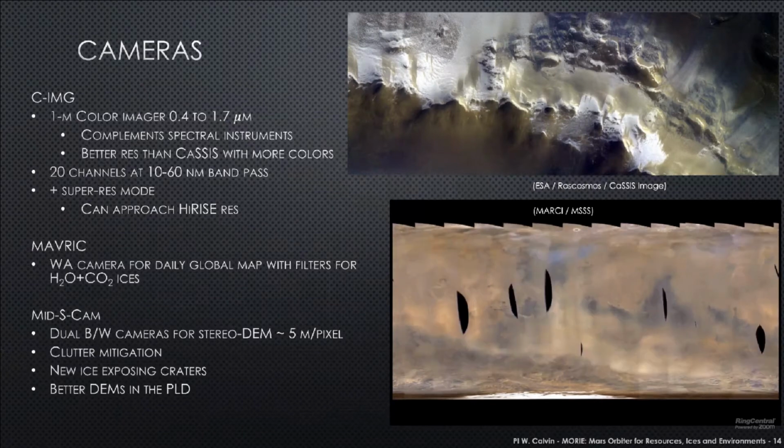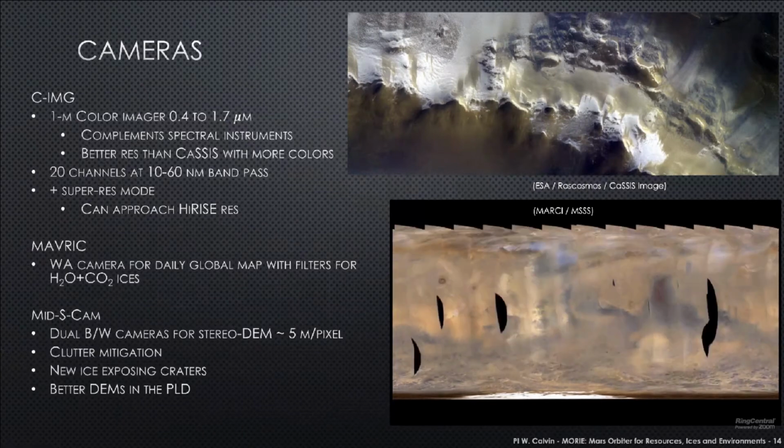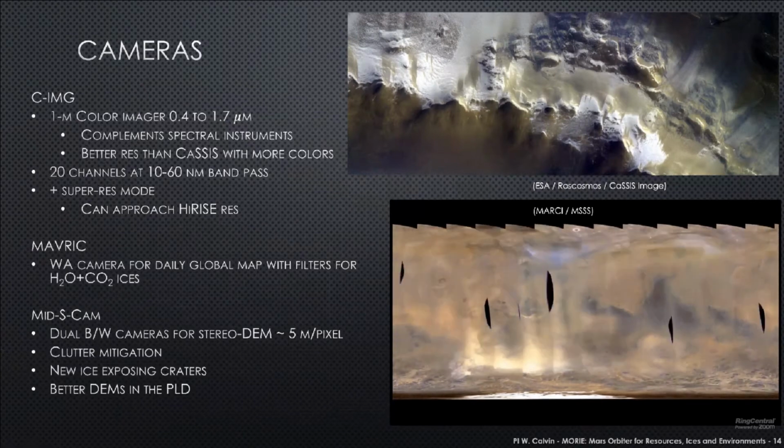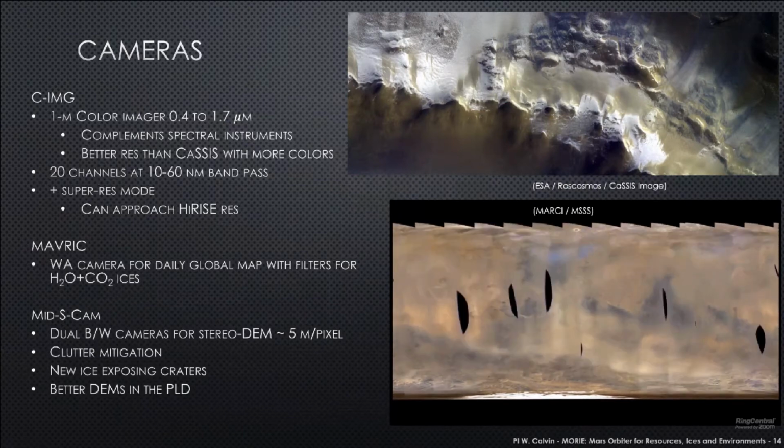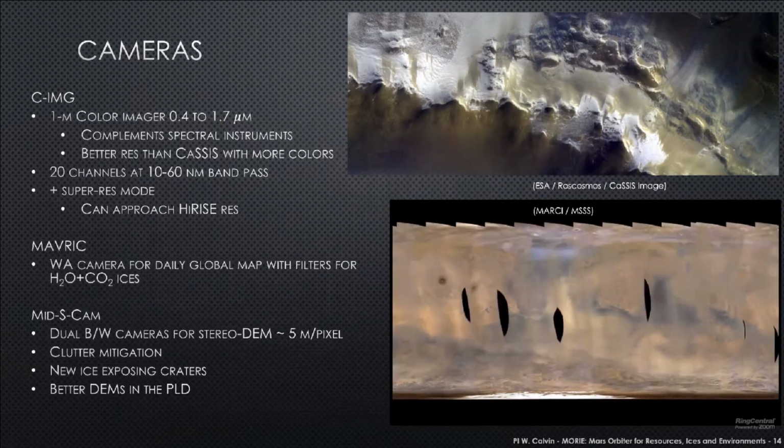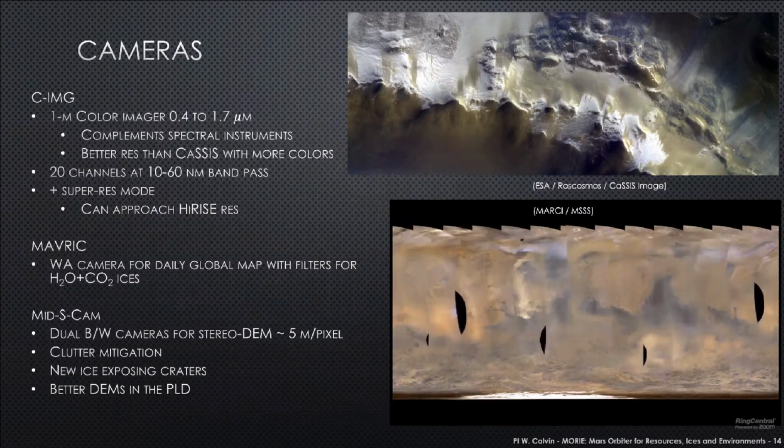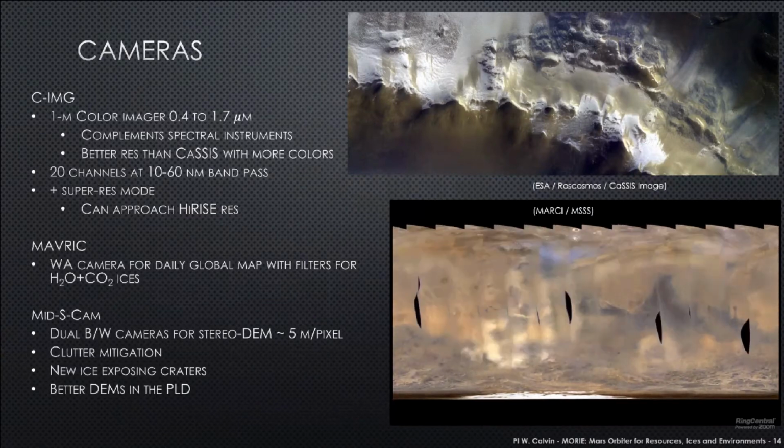There is also stereo at roughly 5 meters per pixel. These help with clutter mitigation in terms of the radar simulations. We can also look for new ice exposing craters, and we can get better digital elevation models in the PLD.